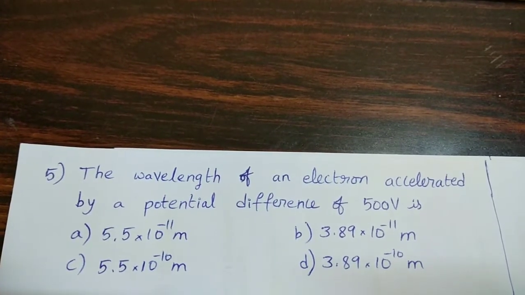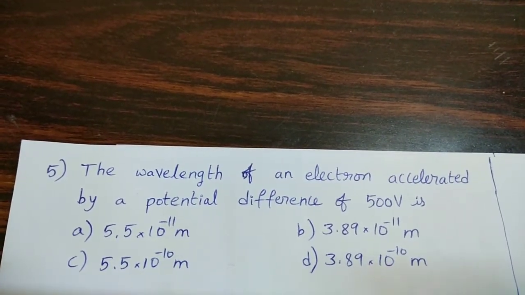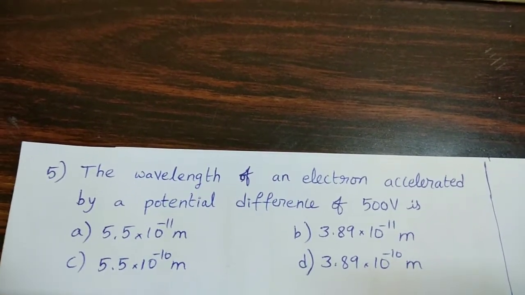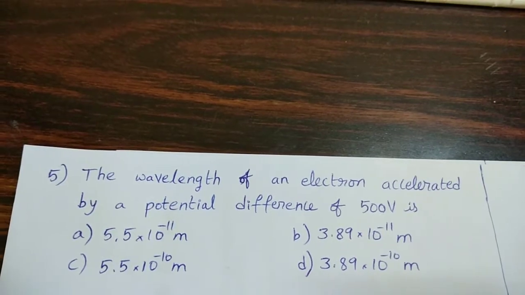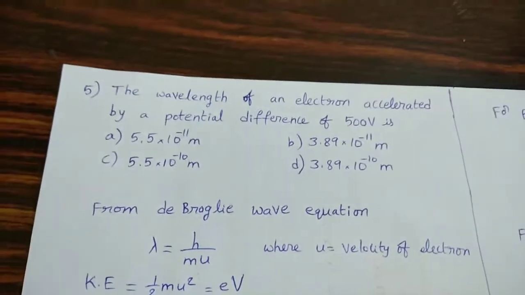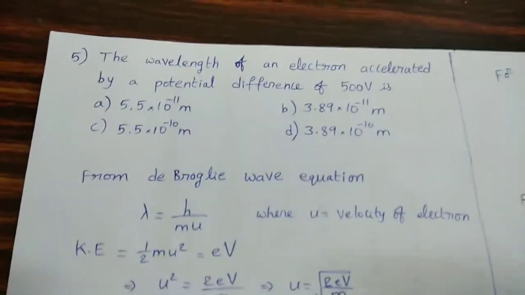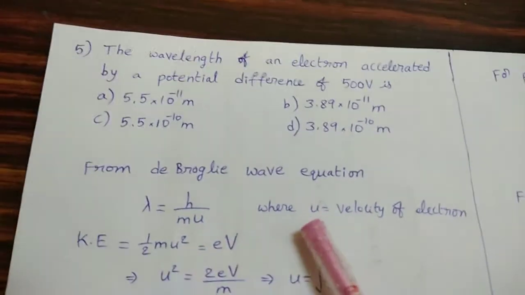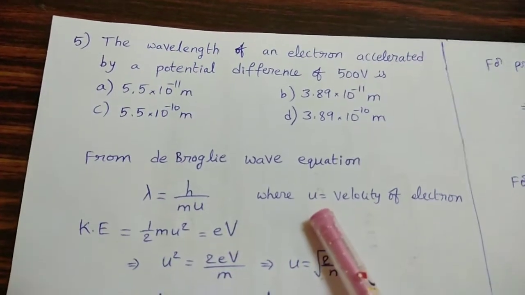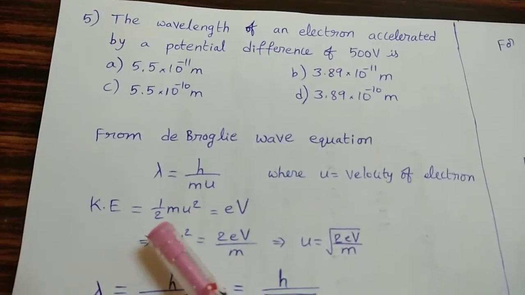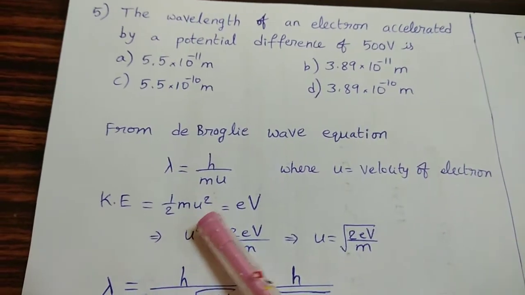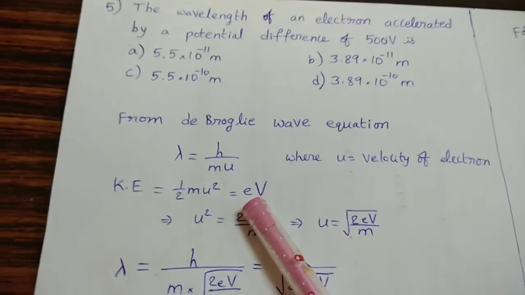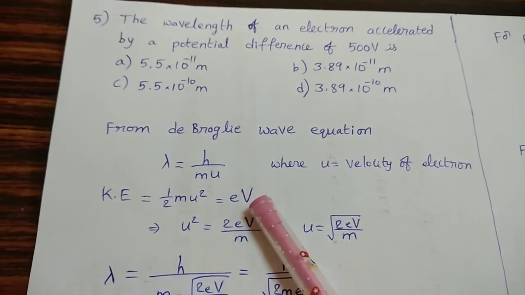The wavelength of an electron accelerated by a potential difference of 500 volts. If an electron is accelerated through this potential difference, then what is its wavelength? See this one. From the de Broglie wave equation, lambda equal to h by mu. Instead of v, they consider u. Both are the same, where u is called the velocity of the electron. Kinetic energy KE equal to half mu square equal to eV. e means charge of the electron and V is the potential difference.